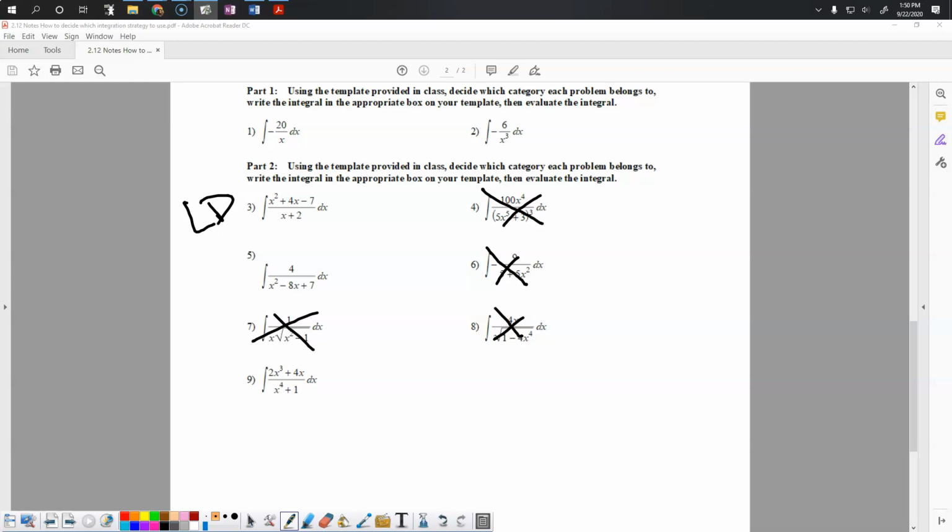The next one here, number 5, that one has a polynomial on the bottom only, and it's a trinomial. So that one is a completing the square problem. And therefore, this last one here, notice that we have a polynomial on the top and bottom, and the one on the top has a smaller power than the bottom, then that's going to be a splitting the numerator.